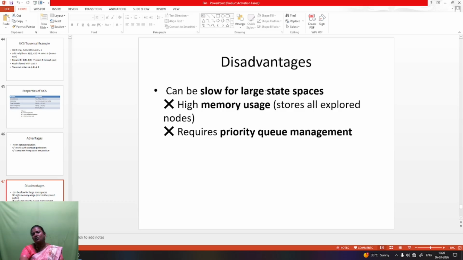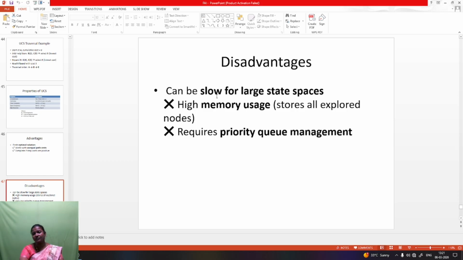Disadvantages: it can be slow for large state spaces, because in large state spaces it requires more memory and more time for processing. So in large state spaces it can be slow. High memory usage: it stores all explored nodes, so it can take up a lot of memory. It requires priority queue management.